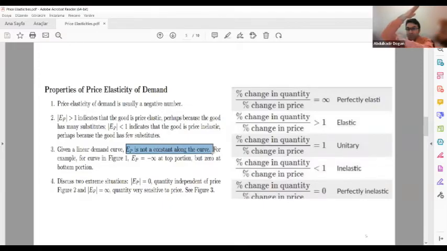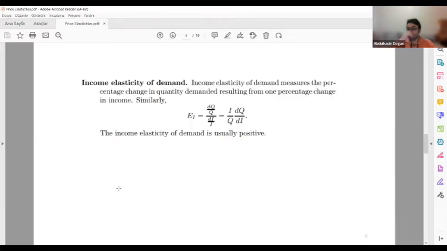On this line, from here to here, the slope is always constant because slope is the tangent of this angle. But the elasticity is not constant. Elasticity changes along the curve. Okay, and please look at here.